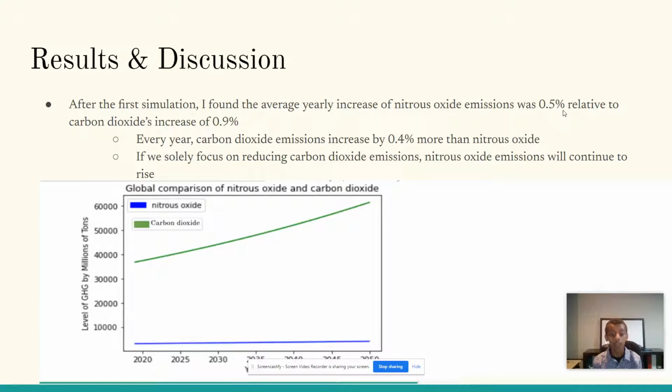This means that if we continue as we are, the carbon dioxide emissions will continue to increase at a faster rate than nitrous oxide, but we still need to mitigate our nitrous oxide emissions because without an intervention, our emissions will continue to grow.